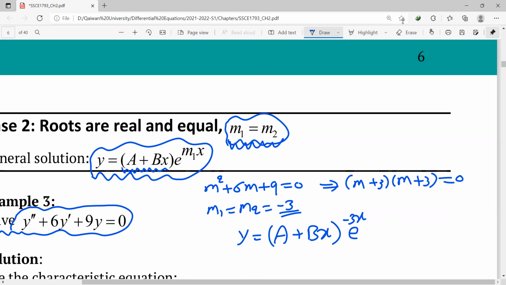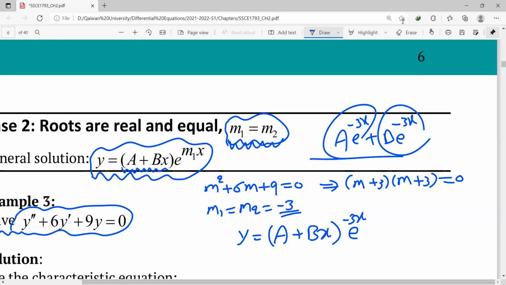Since the roots are real and equal, how does that affect the equation? We find m anyway. But the solutions, if you write them as in the previous case, we get a e to the power -3x plus b e to the power -3x. Both solutions are equal. In this case, we don't have to write it in this form. We have to multiply the second one by x. You must multiply the second one by x.